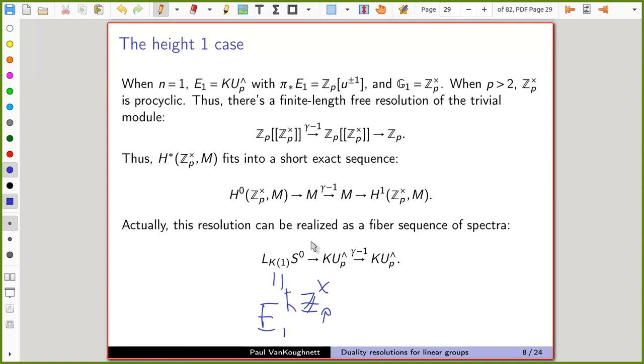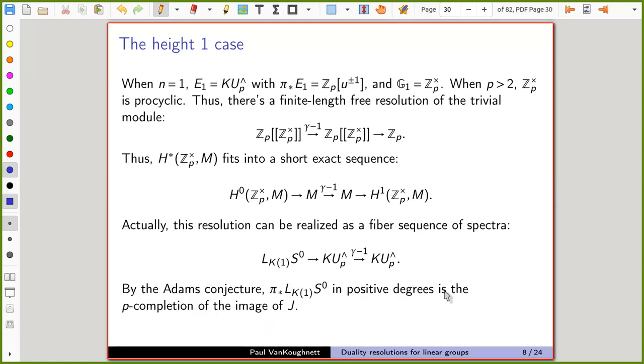And so let's see. It's a pretty good exercise, I think, to calculate the homotopy groups of the K(1)-local sphere using that spectral sequence that I wrote down earlier. By the Adams conjecture, the fiber in this fiber sequence is related to the image of J. More precisely, its homotopy groups in positive degrees are the p-completion of the image of J.